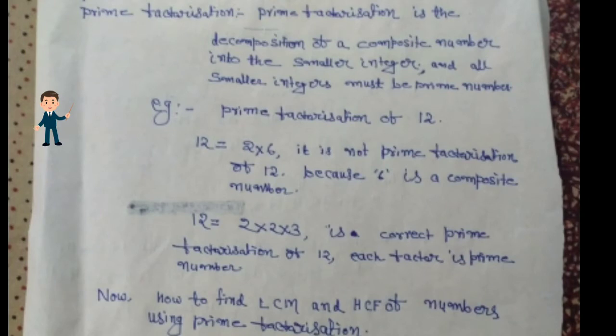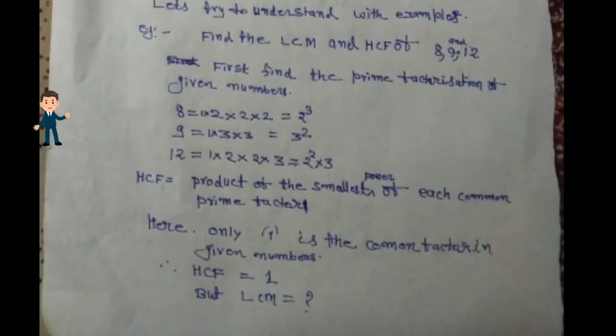Next, prime factorization. What is prime factorization? Prime factorization is the decomposition of a composite number into smaller integers, and all the smaller integers must be prime numbers. Example, prime factorization of 12. 12 is equal to 2 into 6. It is not the prime factorization of 12 because 6 is a composite number. Therefore, 12 is equal to 2 into 2 into 3 is a correct prime factorization of 12 because each factor is a prime number. Now, how to find the LCM and HCF using prime factorization?